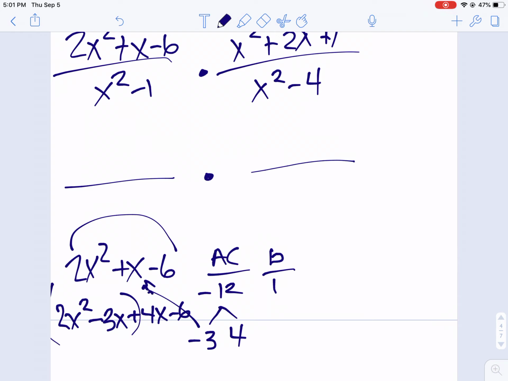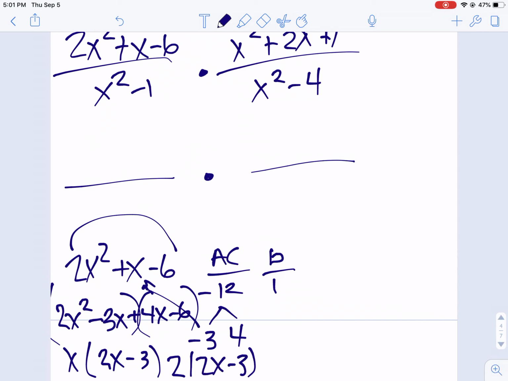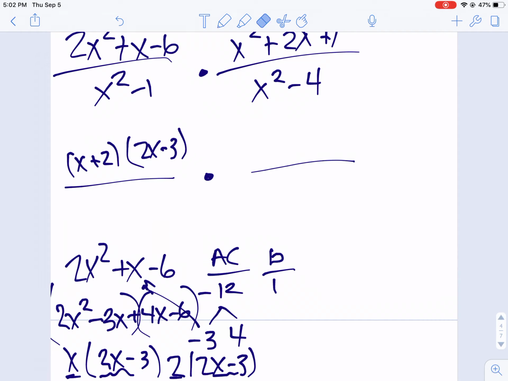So then you do grouping on the first two, grouping on the last two. So the first two is x, and then you're left with 2x minus 3. And on the second one, it's a 2. And then that leaves me with 2x minus 3. So then whatever's on the outside becomes one factor, x plus 2. And the middle pieces should always match. So 2x minus 3. Okay, so that's that one factor.